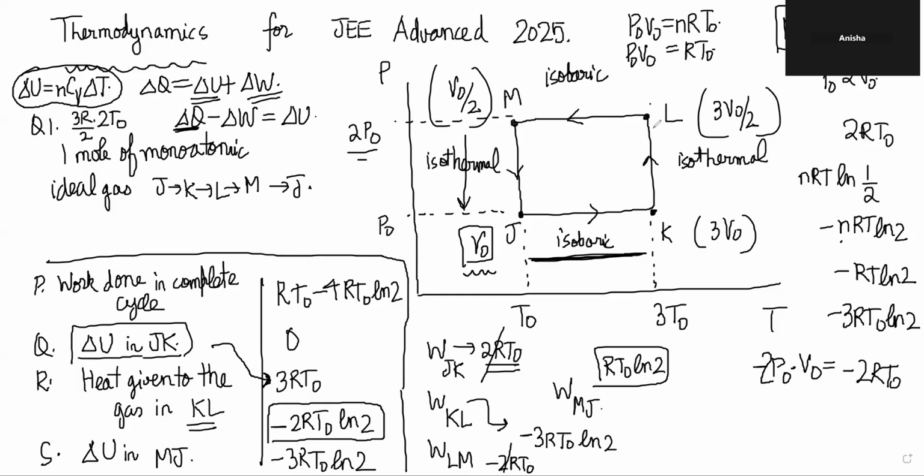Heat given to the gas in KL. KL is an isothermal process, so delta U will be 0, and we know work done there, right? Yes, sir. So delta Q will be equal to delta W. The work done in KL we already know is minus 3RT0 ln2. So that answer will be this one, right? Yes. And MJ, again, is isothermal, so delta U in MJ is 0.